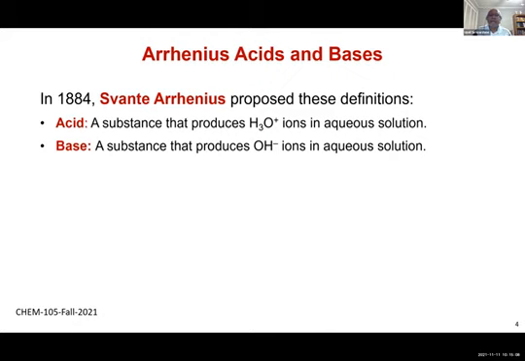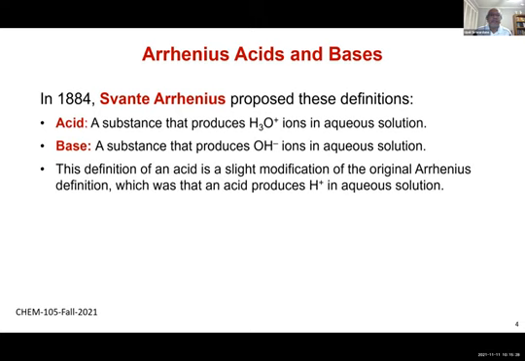An acid, according to Arrhenius, is a substance that increases the hydronium ion concentration in water. A base is a substance that, if produced in the water solution, increases the hydroxide ion concentration. The definition of an acid is a slight modification of the original Arrhenius definition, because he didn't know about hydronium ion.